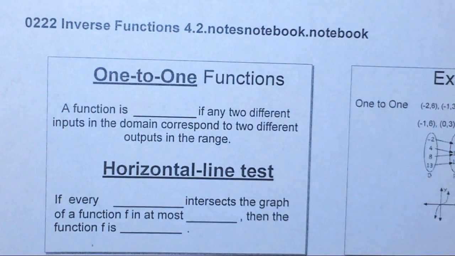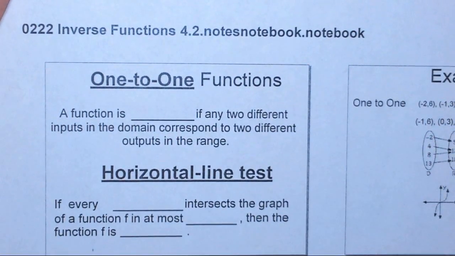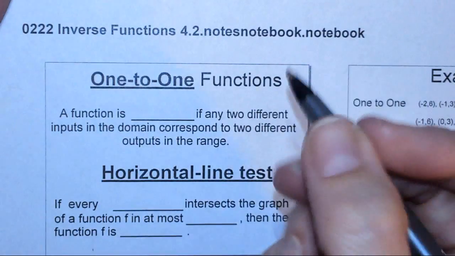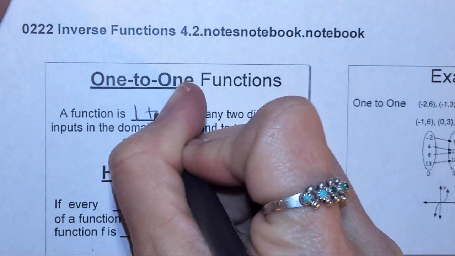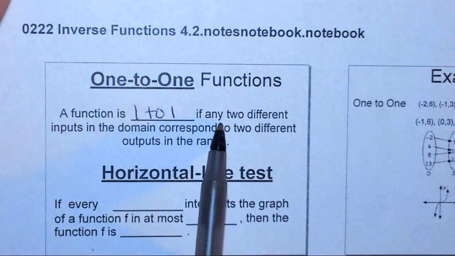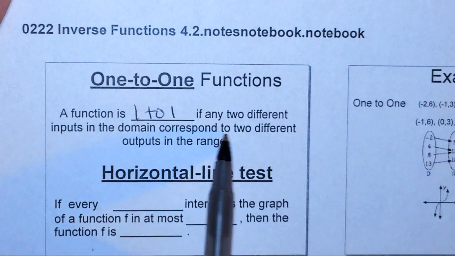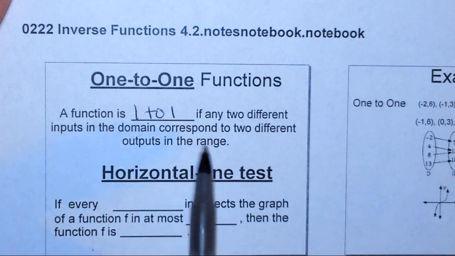Okay, so if you missed class today, we talked about one-to-one functions. For something to be a one-to-one function, it has to be a function first. Remember from our last unit that a function is where x's do not repeat and it passes the vertical line test. So a function is 1 to 1 if any two different inputs in the domain correspond to two different outputs in the range.